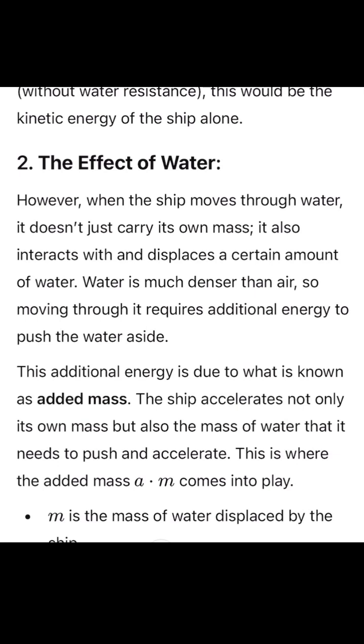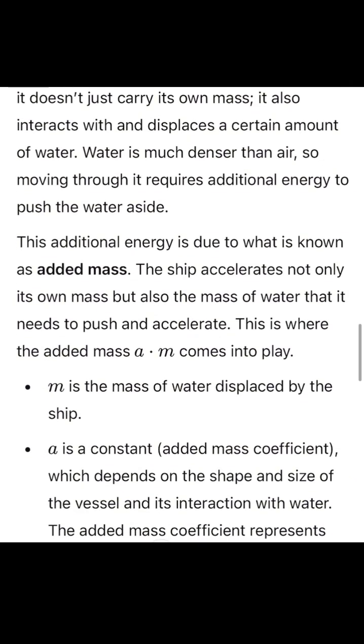Water is much denser than air, so moving through it requires additional energy to push the water aside. When we try to push the ship in the water, it has to put in additional energy to push the water aside. This additional energy is due to what is known as added mass. The ship accelerates not only its own mass but also the mass of water that it needs to push and accelerate.